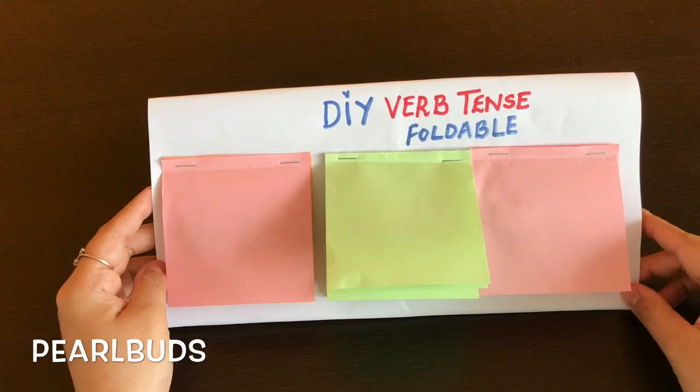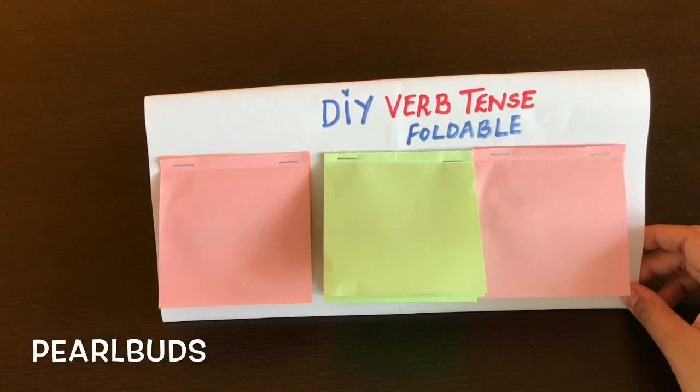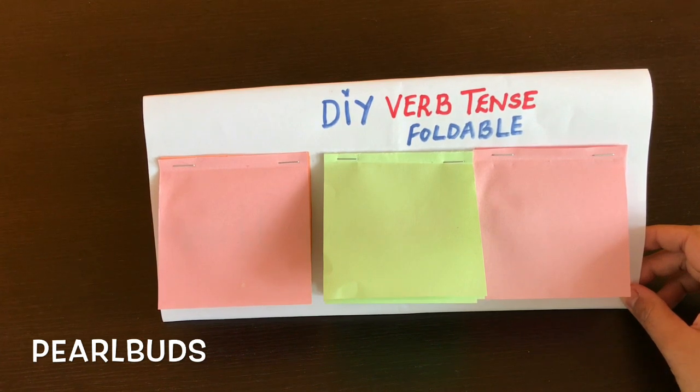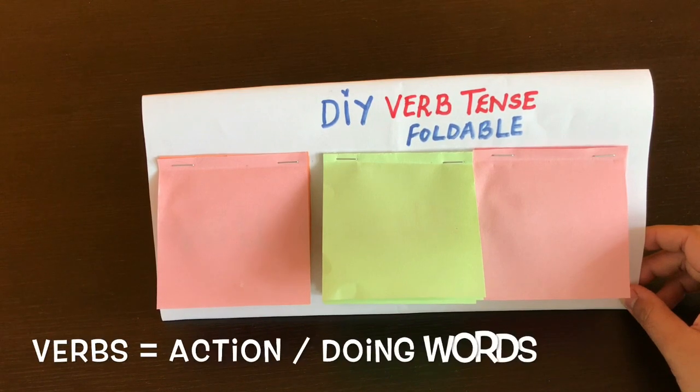Today we are going to talk about verbs. Now what are verbs? Verbs are an important part of speech which describe or express the action or the state of being of the noun. Basically, in simple terms, verbs are nothing but action words or doing words.